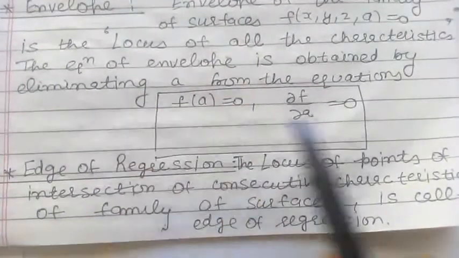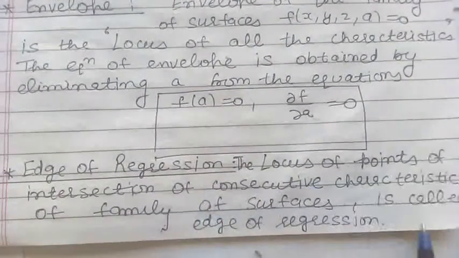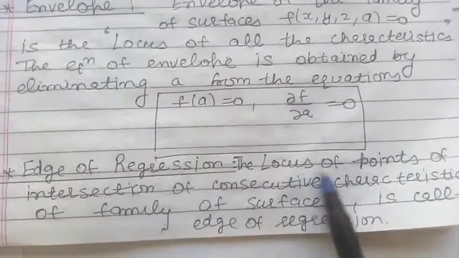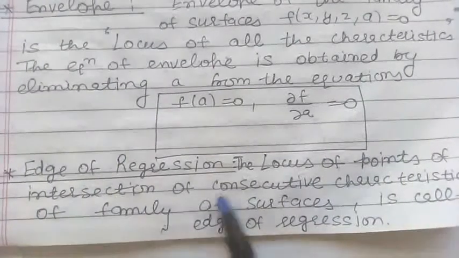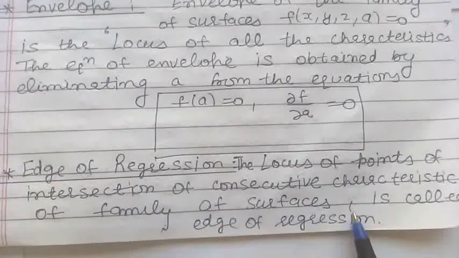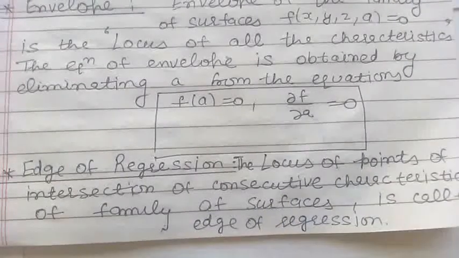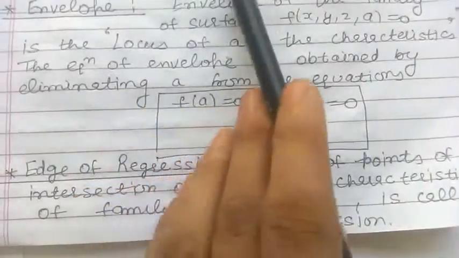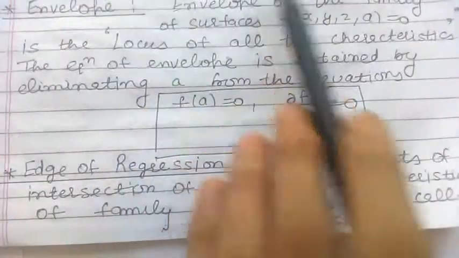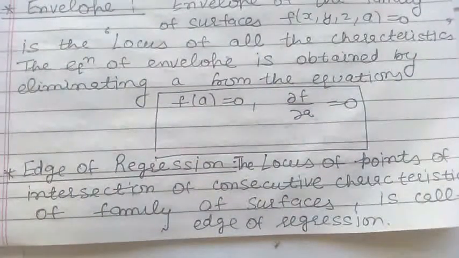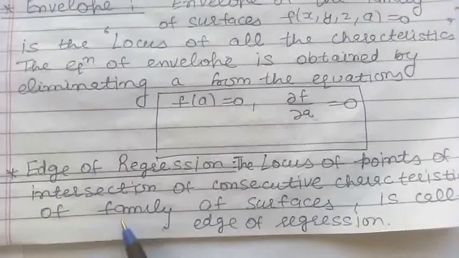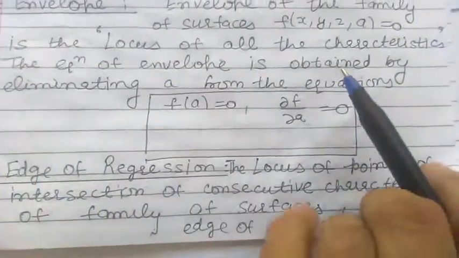Now let us define what is edge of regression. The edge of regression for a given family of surfaces is the locus of points of intersection of two consecutive characteristics of the family of surfaces. It means if we take two consecutive characteristics of this kind, f(a) = 0 and ∂f/∂a = 0, and next another member of this kind, then we find the points of their intersection and the locus of those points of intersection. That gives us the edge of regression for the family of surfaces.